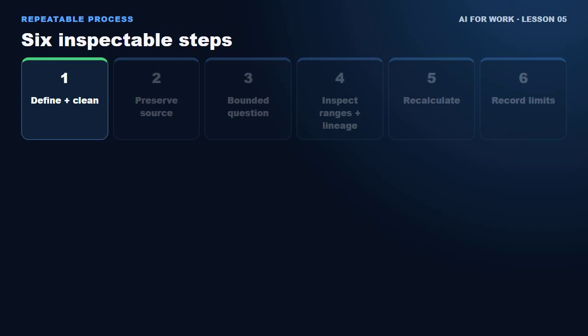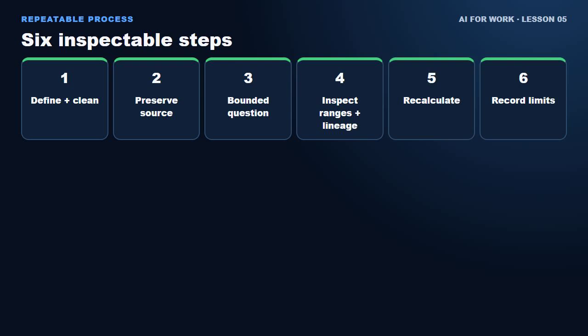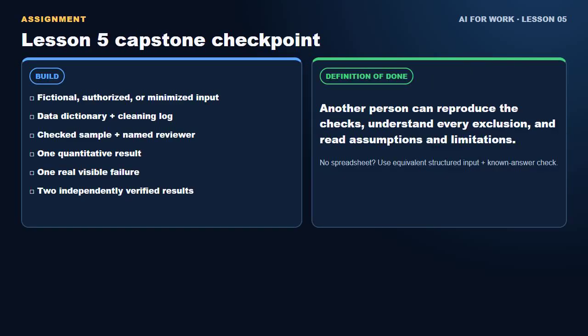The repeatable process is, define and clean the table, preserve the source, ask one bounded question, inspect formula ranges and insight lineage, independently recalculate important outputs, and record assumptions and limitations. For your capstone, prepare a fictional, authorized, or minimized table. If your project has no spreadsheet, use an equivalent structured input and known answer check.